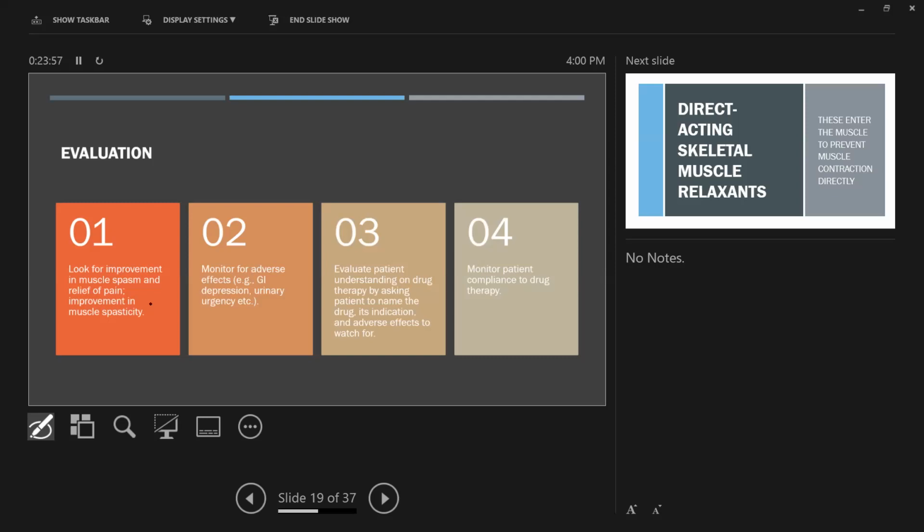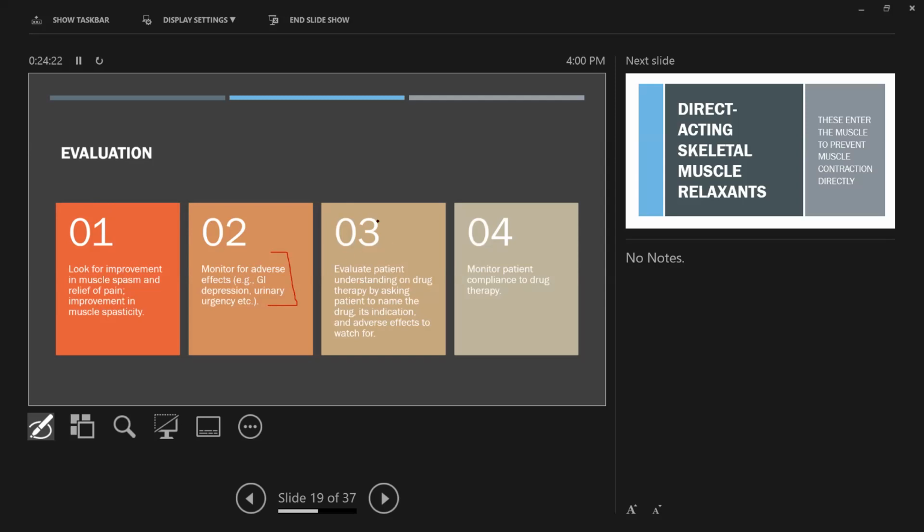So look for improvement in muscle spasm, relief of pain. That's your first evaluation. Second, monitor those adverse effects. Make sure that the adverse effects are tolerable, that your payoff is better than your price.